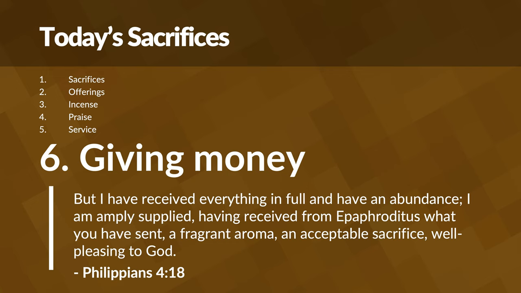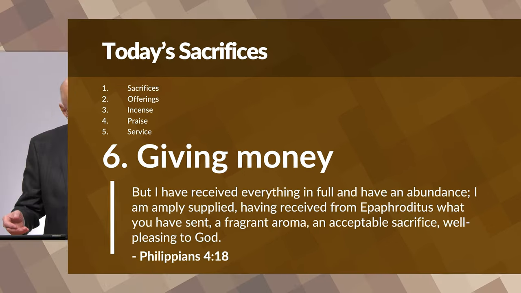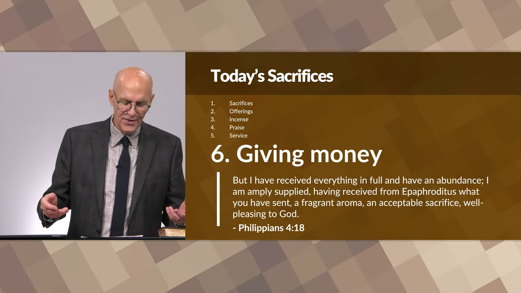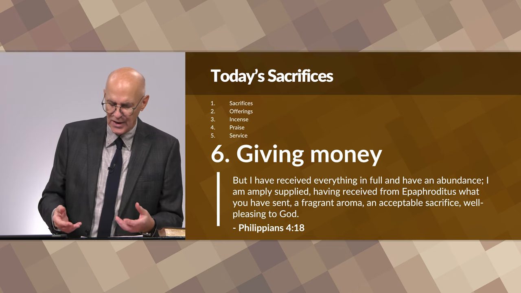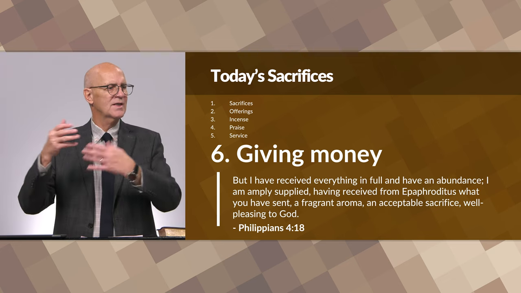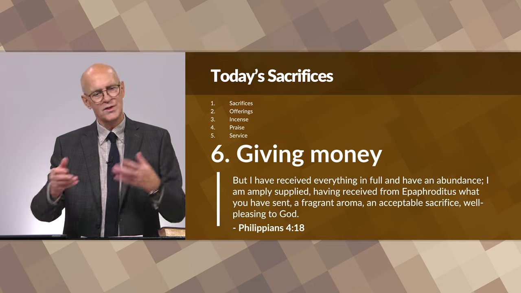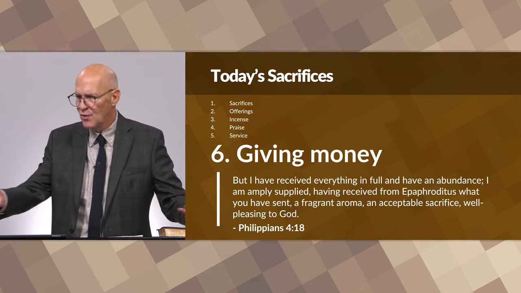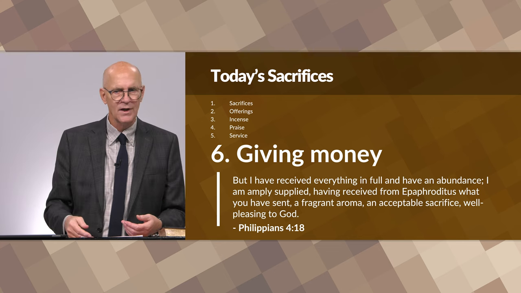So the giving of money. It says here in Philippians 4:18, "But I have received everything in full and have an abundance. I am amply supplied," Paul says, "having received from Epaphroditus what you have sent, a fragrant aroma, an acceptable sacrifice, well-pleasing to God." And so giving money is one thing, but when it is done sacrificially and cheerfully, Paul says it's like a fragrant aroma. Well, he uses exactly the same words as Moses.